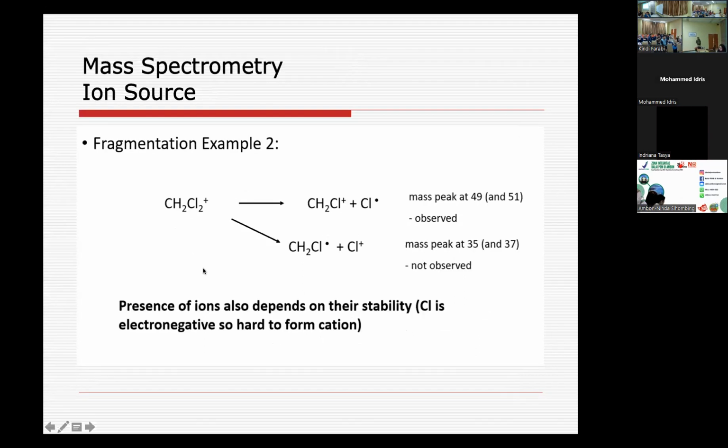Berikutnya, Bu Rani. Nah, ini contohnya kalau kita punya senyawa ini, ini ada radikal dan ini ada muatan organik. Nah, ini yang akan teramati dalam spektrum massa. Sedangkan yang ini tidak teramati.